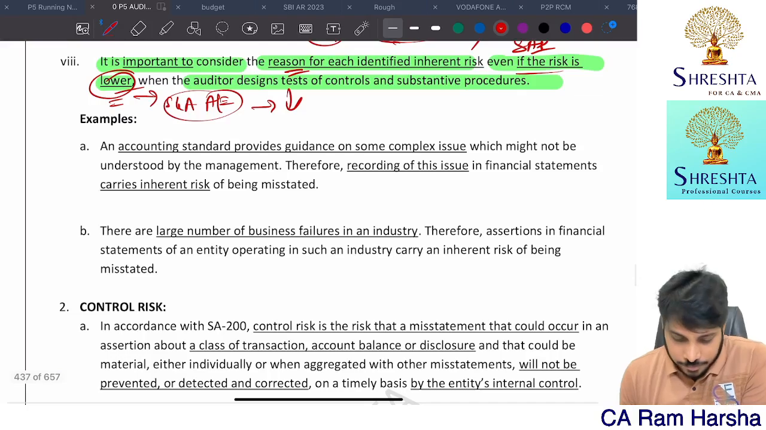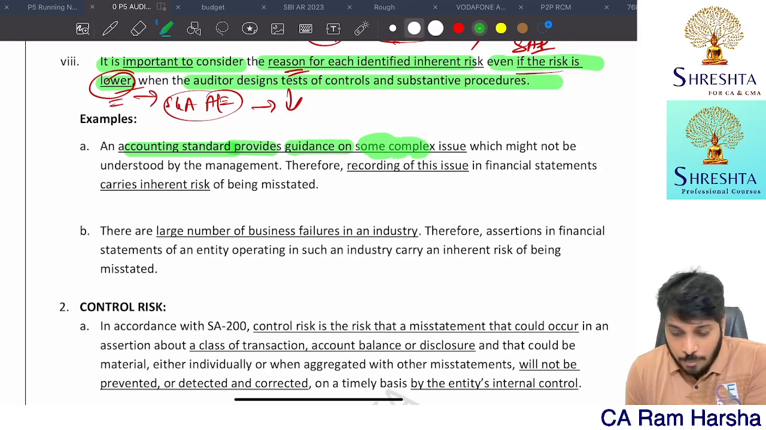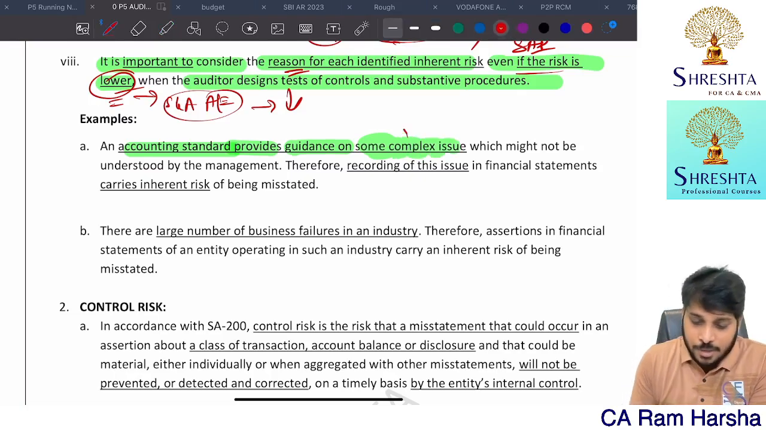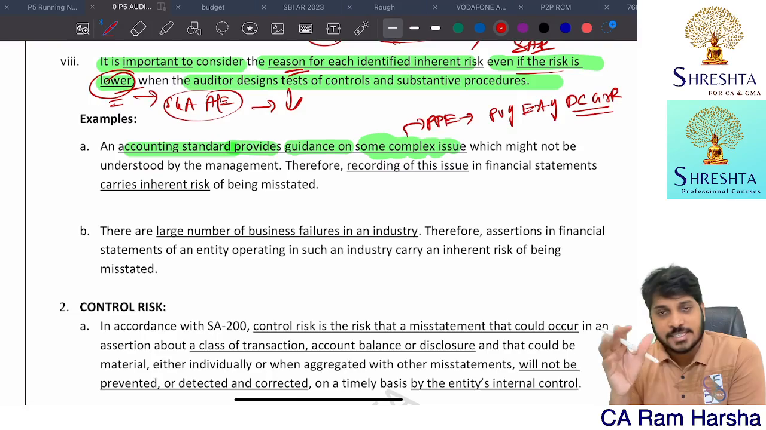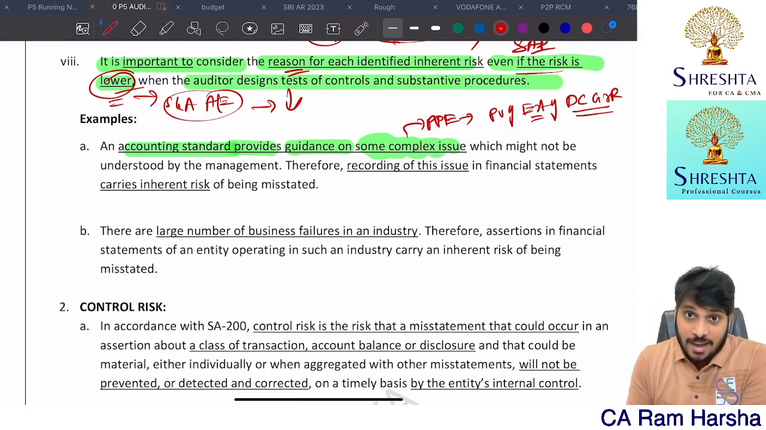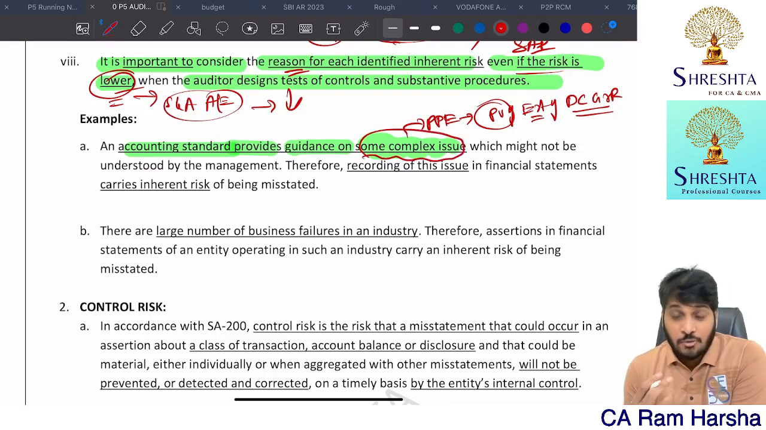For example, an accounting standard provides guidance on some complex issues. There is a standard on property, plant and equipment: the present value of the estimate of decommissioning and site restoration expenditure. That value you need to estimate and bring to present value, create a provision for it, and add it to the PPE cost so that you can claim depreciation on it as well.